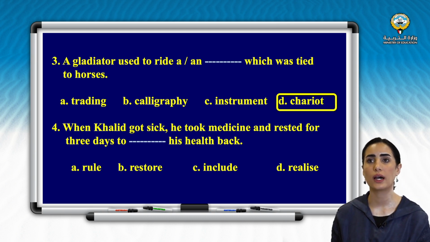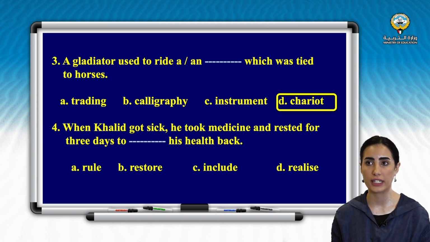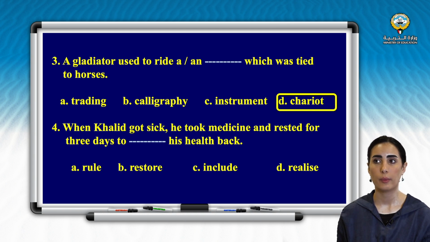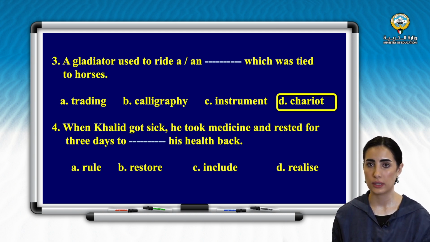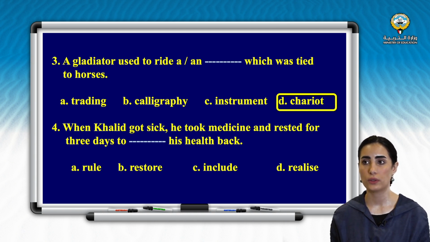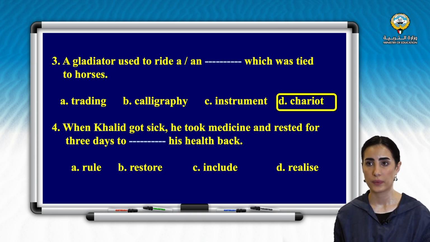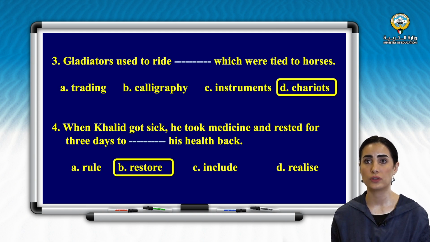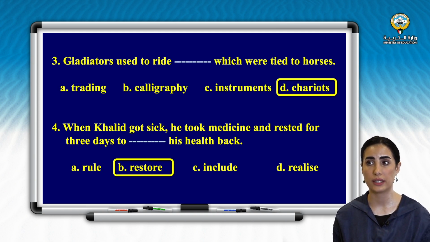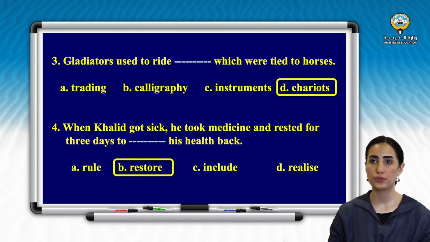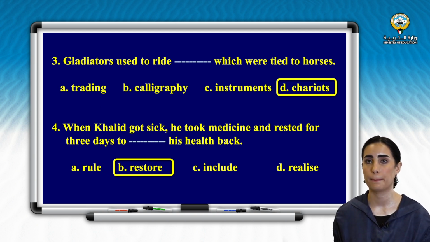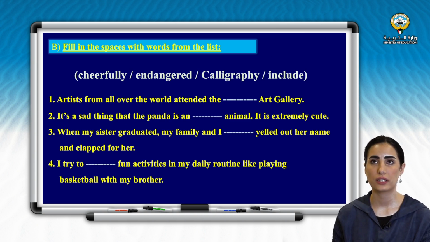Number 4, when Khalid got sick, he took medicine and rested for 3 days to his health back. So we have keywords here, health back. So which is what? Is it A, rule, B, restore, C, include, or D, realize? Excellent, it's B, restored. When Khalid got sick, he took medicine and rested for 3 days to restore his health back. Okay, now we have the next exercise.